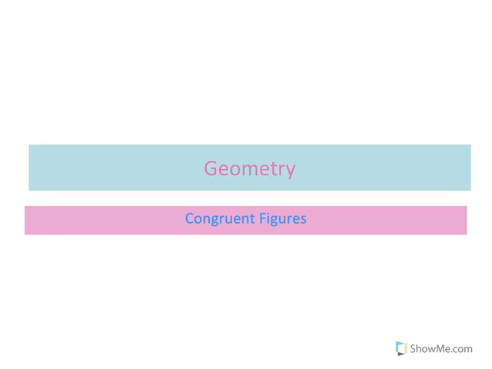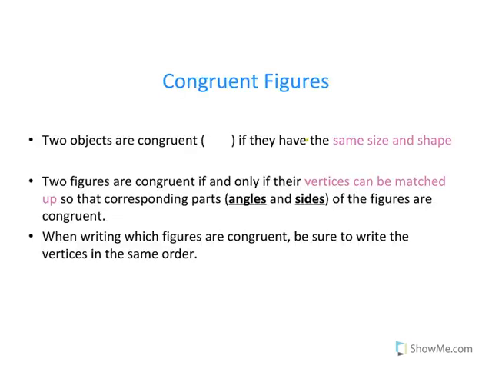The topic for today is on geometry: congruent figures. Two objects are congruent, so we will use this notation to mean that they are congruent: the wavy line on top and the equal sign. Two figures are congruent if they have the same size and shape.